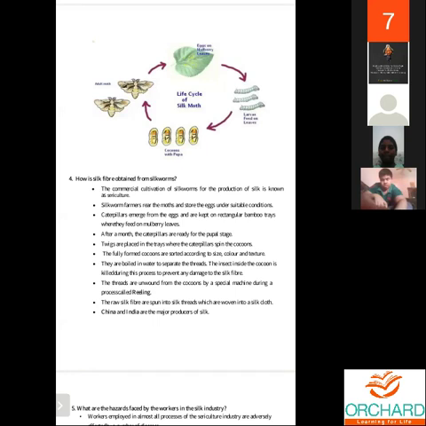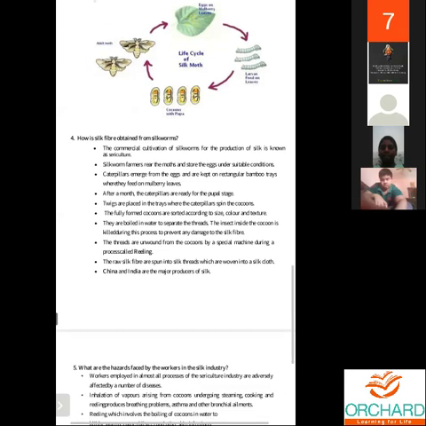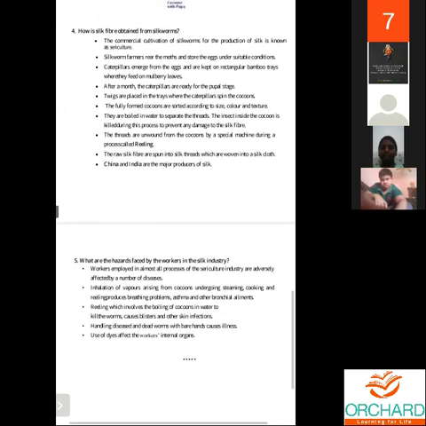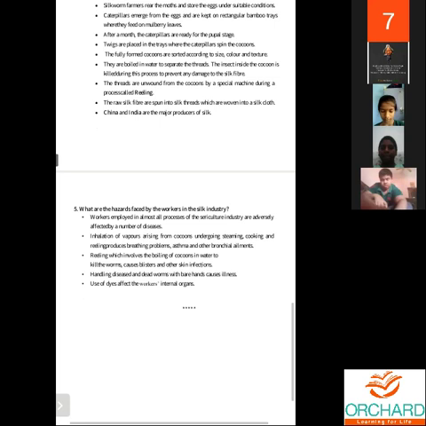The insect inside the cocoon is killed during the process to prevent any damage to the silk fiber. The threads are unwound from the cocoons by a special machine during a process called reeling. The raw silk fiber is spun into silk threads, which are woven into silk cloth. So the silk fiber which we obtain is raw silk fiber, and that is now sent to the factories, where it is spun into silk thread and woven into silk cloth. China and India are the major producers of silk.